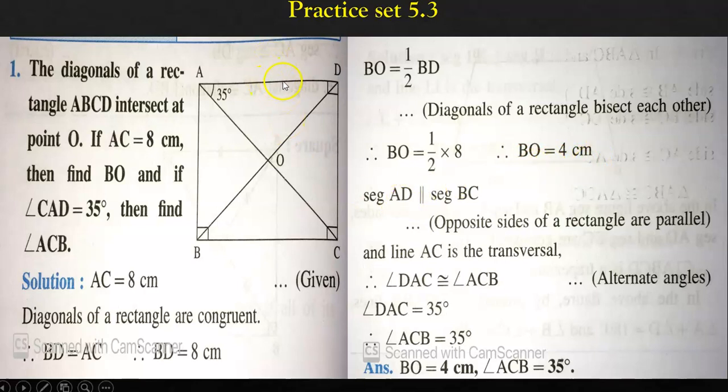We know that this side AD is parallel to BC. Opposite sides of a rectangle are parallel, and this AC is the transversal. So this angle DAC and this angle ACB are equal because they form alternate angles, and DAC is 35, that means ACB is also 35 degrees. So we have both our answers, BO as 4 centimeters and angle ACB as 35 degrees.